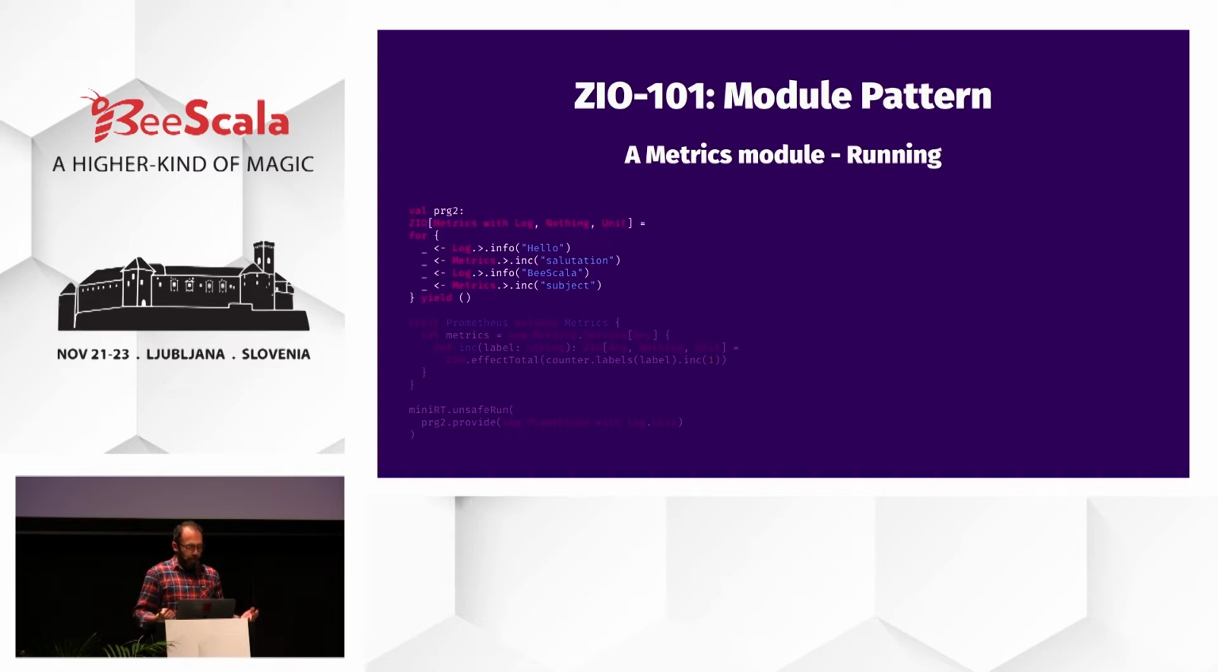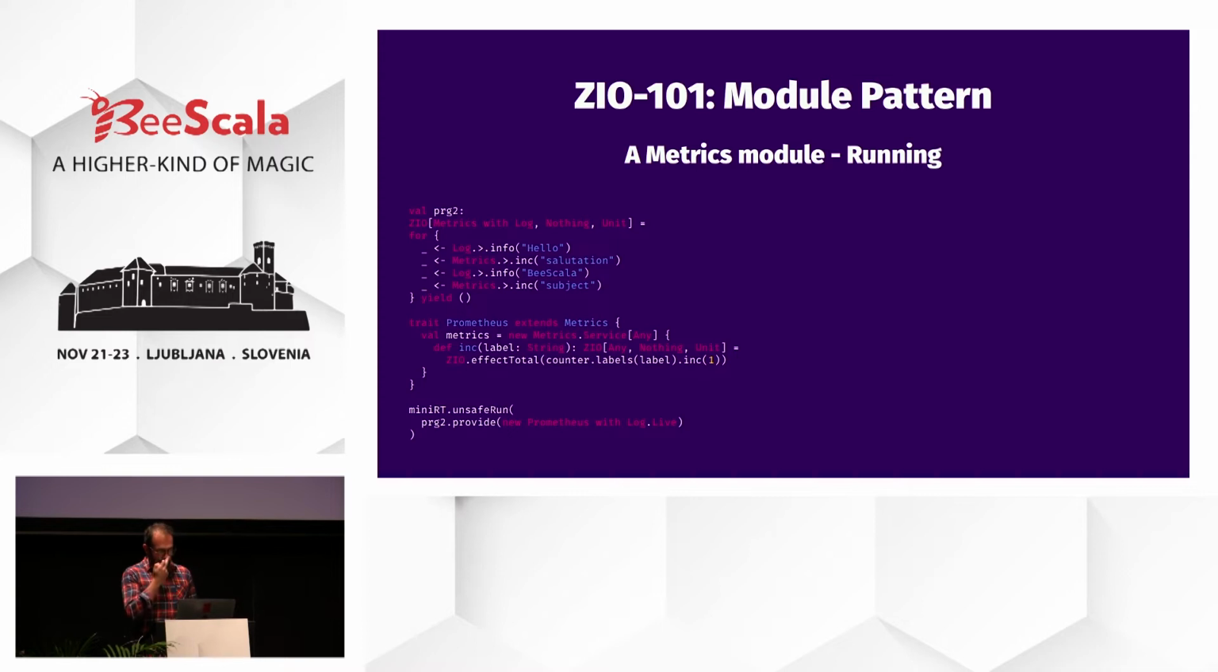The type tells me, you see that it already mixes the requirements, so it needs a log and a metric. It will need something that provides both the requirements that I have. And the next step is to provide a live implementation, for example, of this metric service. Here, for example, this is a Prometheus-backed counter. I can take the program that I wrote above, provide it with a mixed implementation of the Prometheus counter and a live logger, and I can just unsafeRun, and this will run.